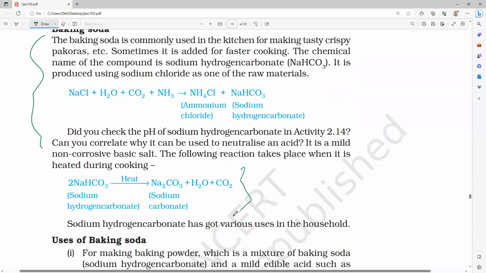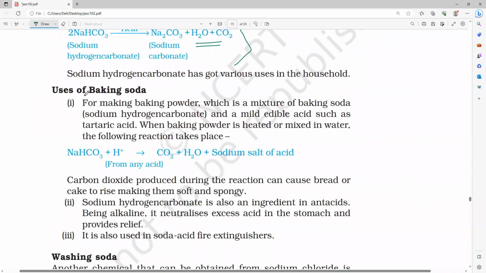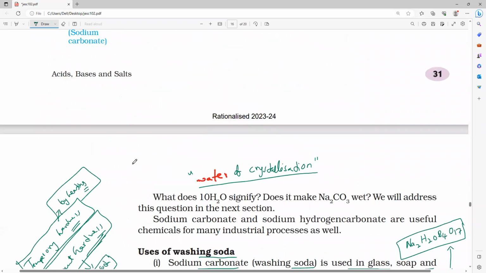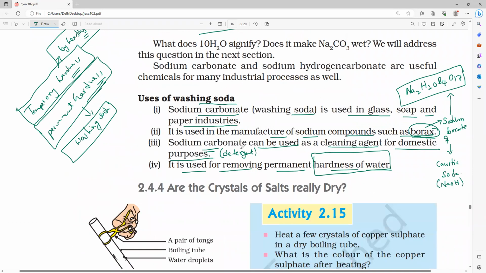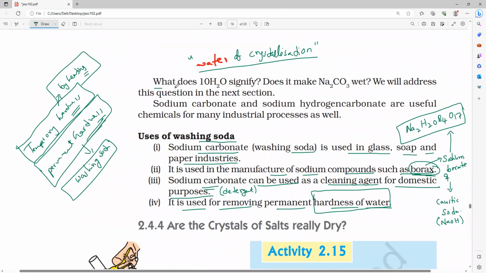Do you all understand, everyone? Property, this is property, decomposition. Just now we studied. Am I right or wrong? Everybody? Yes, sir. So next, uses you avoid it. We will discuss this tomorrow. And then washing soda and what is the uses of washing soda. Okay, this is what you have to finish now. This one you find it.